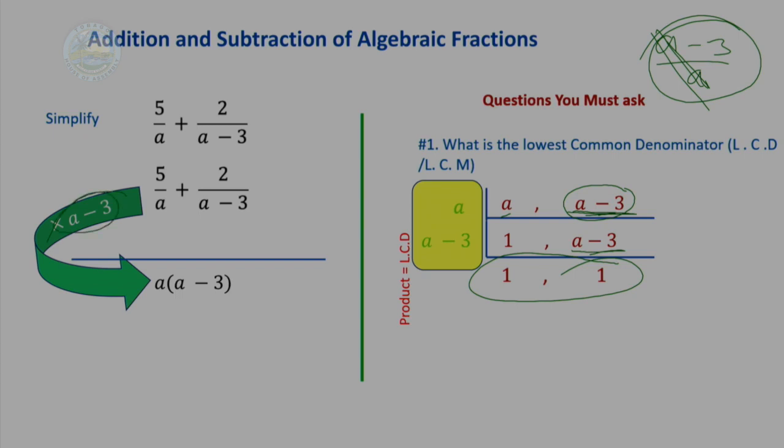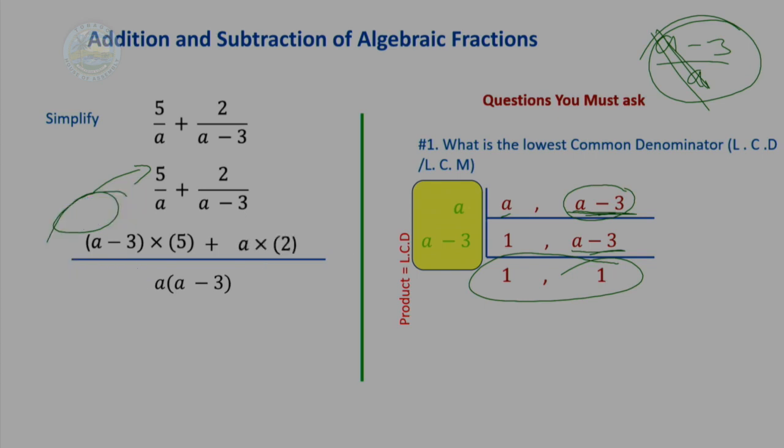So I take that a minus 3 and multiply by the numerator. It gives me a minus 3 multiplied by the numerator. And then the same thing across here. What need I multiply a minus 3 by to give me a into a minus 3? And that is going to be a. So I take that a and multiply the a by the numerator. So I now have a minus 3 multiplied by 5 and a multiplied by 2. The distributive property comes into play. Check that video on the distributive law of multiplication over addition and subtraction.